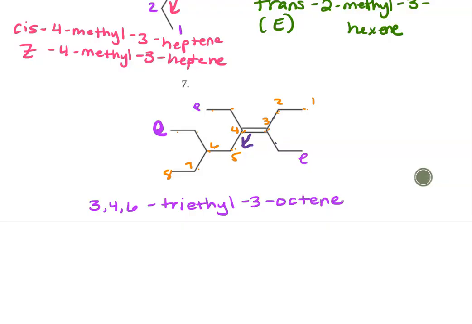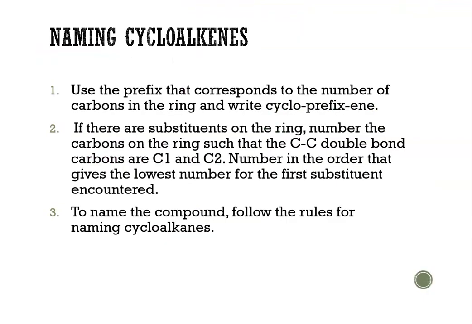All right. Okay, so cycloalkenes. Cycloalkenes are very similar to cycloalkanes. The prefix corresponds to the number of carbons in the ring, and then we just add an -ene here. If there are substituents, we number the carbons such that the double bond is the first and second carbon. Then we go clockwise if we encounter the first substituent with a lower number that way, or counterclockwise if the substituent's on the other side. And then you just follow the rule for cycloalkanes.